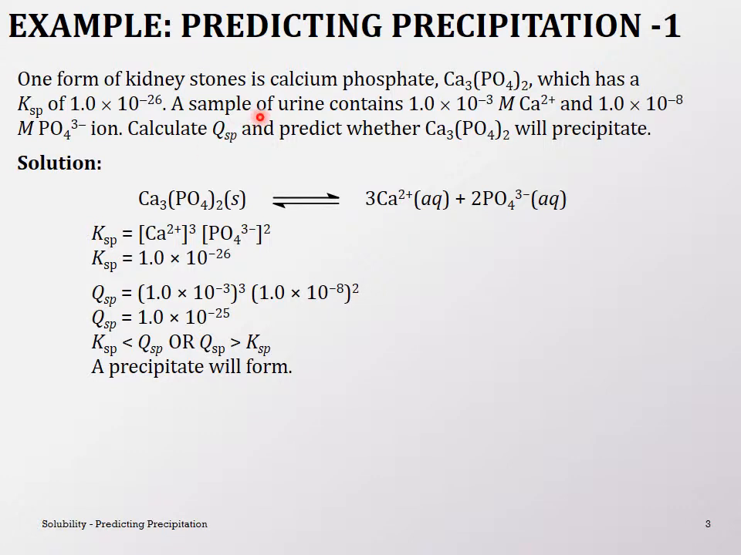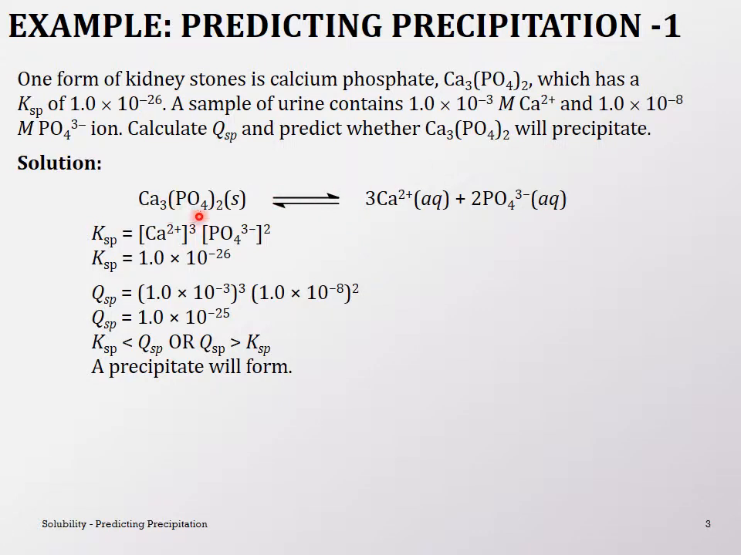So let's go ahead and look at a problem for predicting precipitation. One form of kidney stones is calcium phosphate, which has a KSP of 1.0 times 10 to the negative 26. A sample of urine contains 1.0 times 10 to the negative 3 molar calcium and 1.0 times 10 to the negative 8 molar phosphate ions. Calculate the QSP and predict whether calcium phosphate will precipitate or not. Are you going to form kidney stones or not? Really, that's what it's asking.